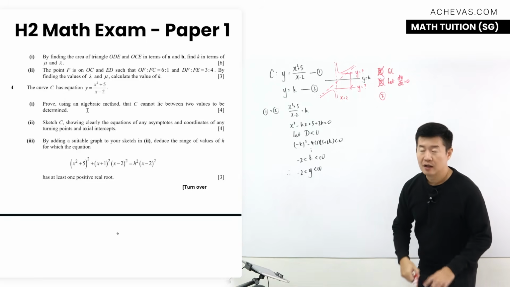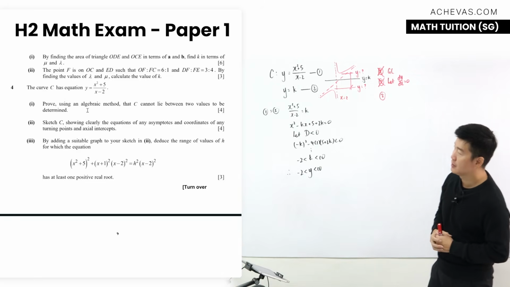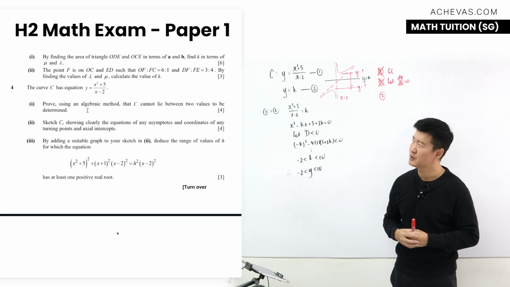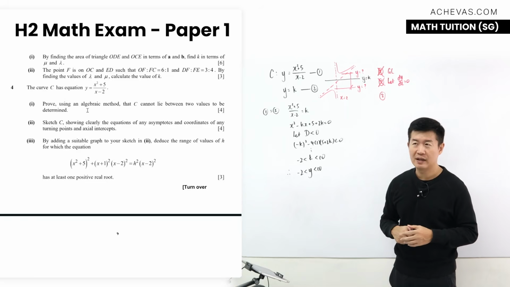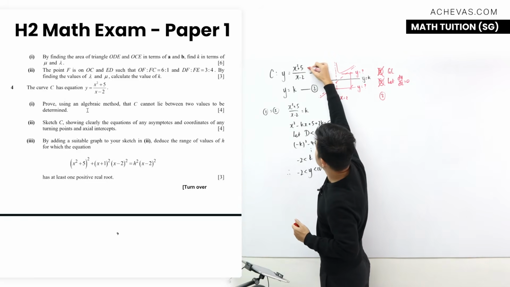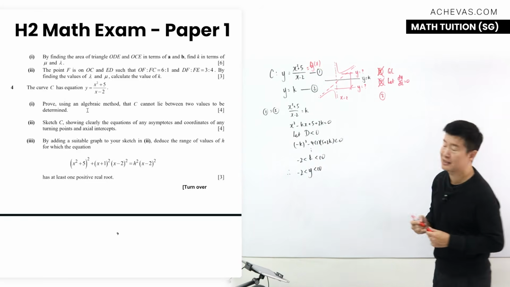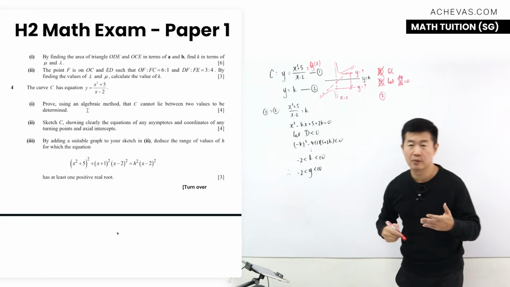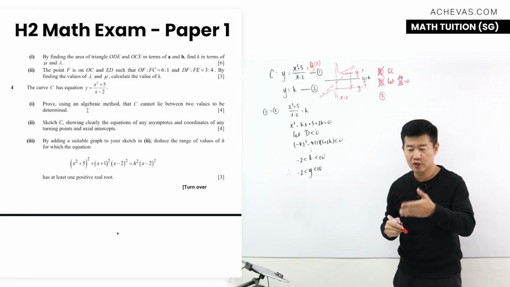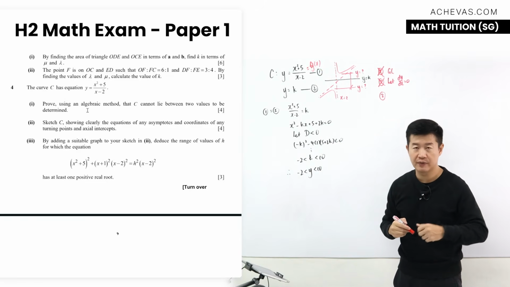Okay. The last time when A-level did this, I think it was in the year 2017, 16 or 17, where they changed the question a bit. They changed this to a function question. They say this is g(x), and they want you to find the range of the function. Okay, this is g(x). Using an algebraic method, find the range of the function.